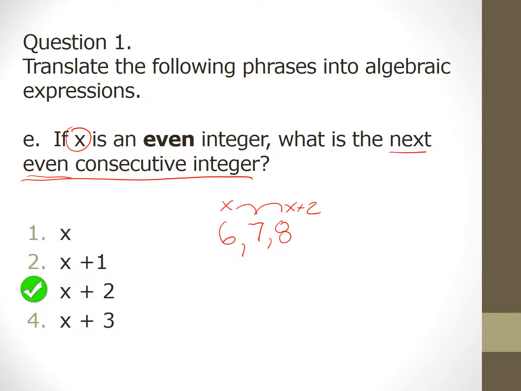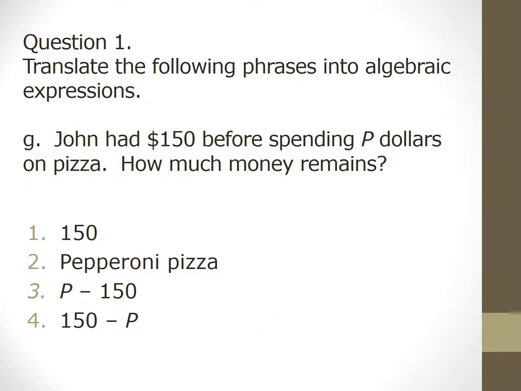Now the tricky part of this is, what if you started with an odd number like 7? How would you get to the next consecutive odd integer, which is 9? You would still, if this was your x, you would still add 2 to get to the next odd integer. So whether you're going from even to even or odd to odd, it's still going to be the x plus 2. And then lastly, let's wrap up with this one.